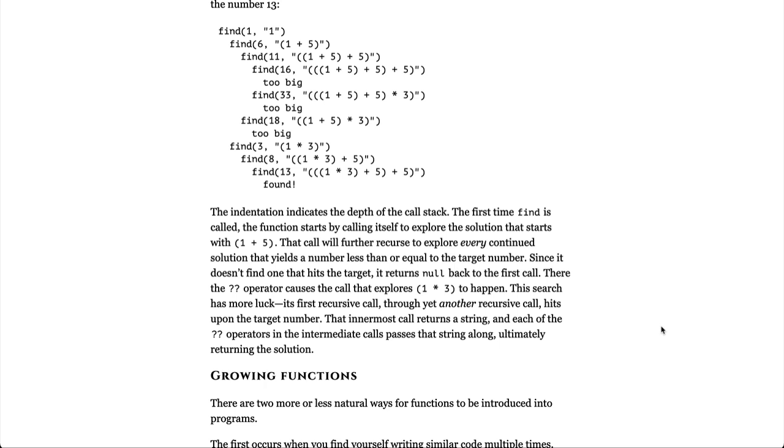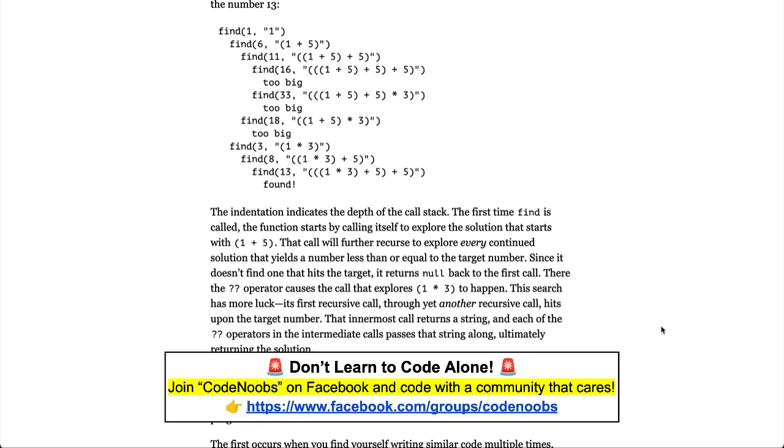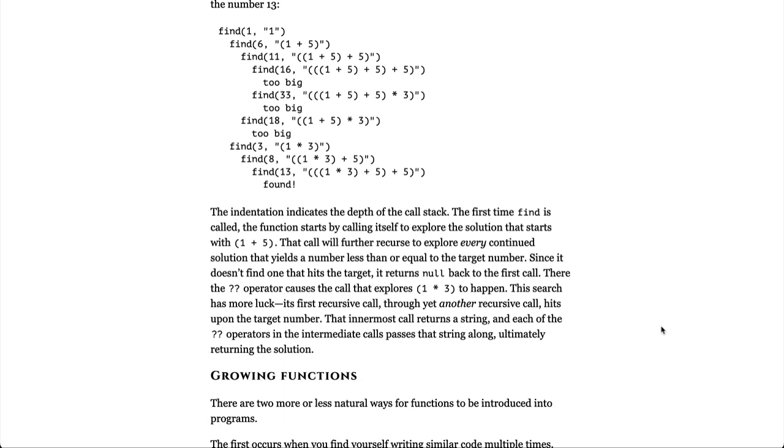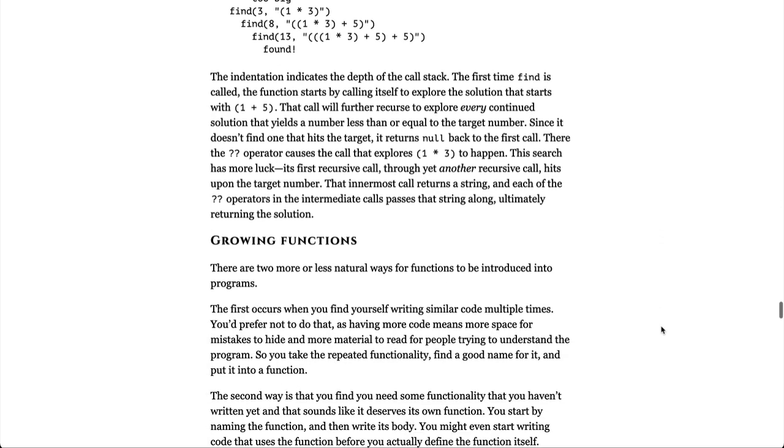There, the question mark operator causes the call to explore 1 times 3 to happen. This search has more luck. Its recursive call, through yet another recursive call, hits upon the target number. That innermost call returns a string, and each of the question mark operators in the intermediate calls passes that string along, ultimately returning the solution.